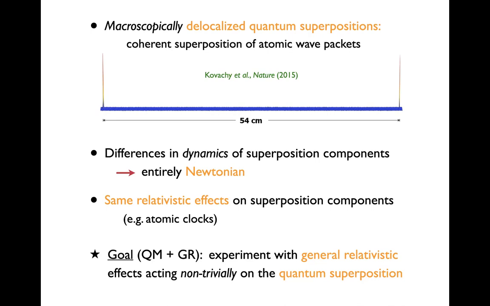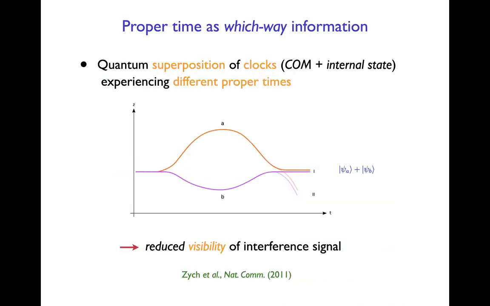Instead, the goal of the experiment that I want to discuss in this talk is to look at situations where these relativistic or general relativistic effects act non-trivially on the different components of a quantum superposition. A very good example illustrating this point is this proposal to use proper time as which-way information in interferometry.